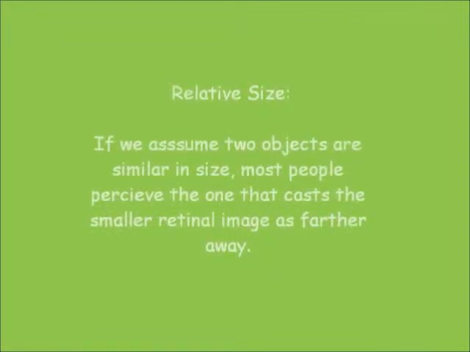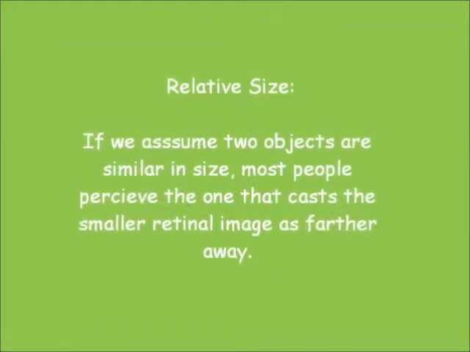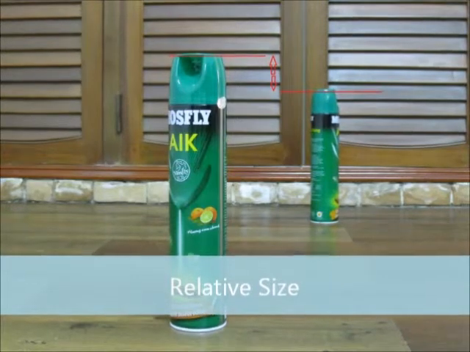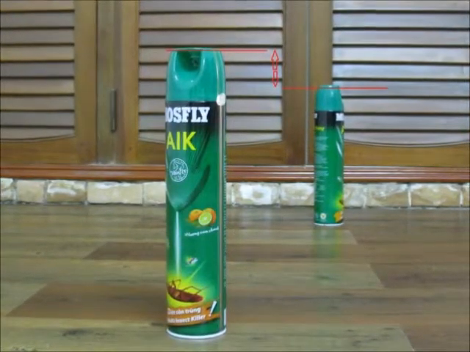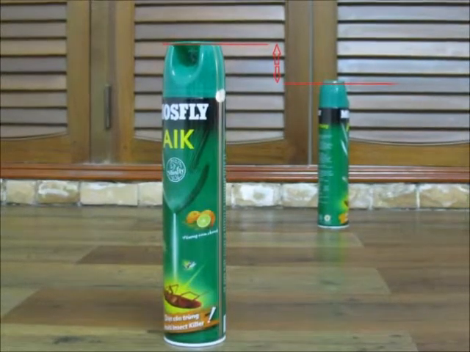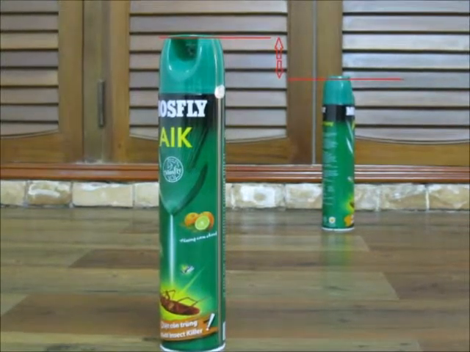Relative size. If we assume two objects are similar in size, most people perceive the one that casts the smaller retinal image as farther away. So there are two bug sprays. The one in the back is farther away, and the one in front is closer to us. And the one in front seems much larger than the one in back because it's closer to us, but yet they're both the same size.